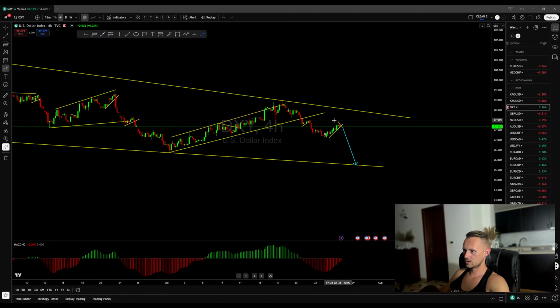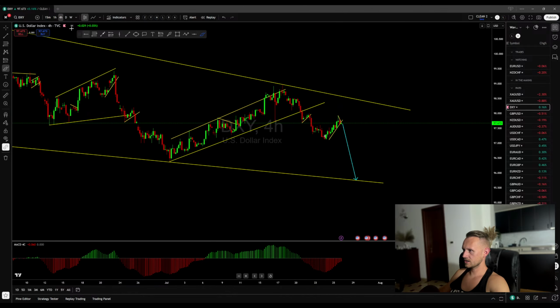The 4 hour looks like a pullback. We have a very sharp move to the downside. This is a very strong move to the downside if we watch it closely. And then this is the 4 hour pullback. This pullback can struggle there, it can still be there, but the move is still to the downside.